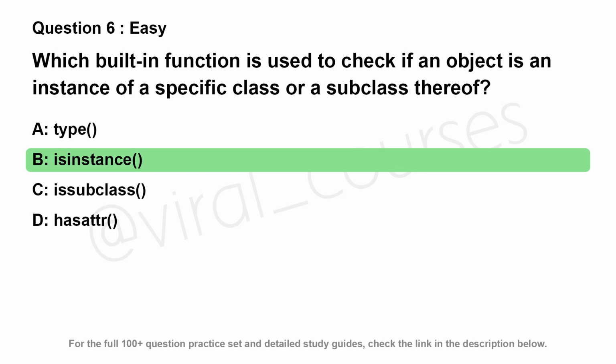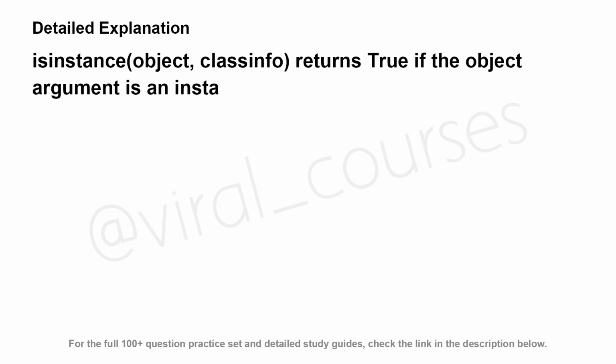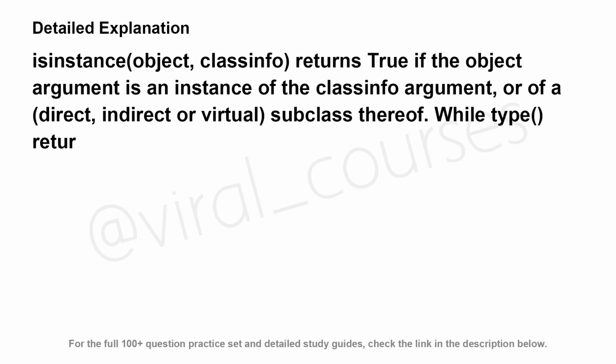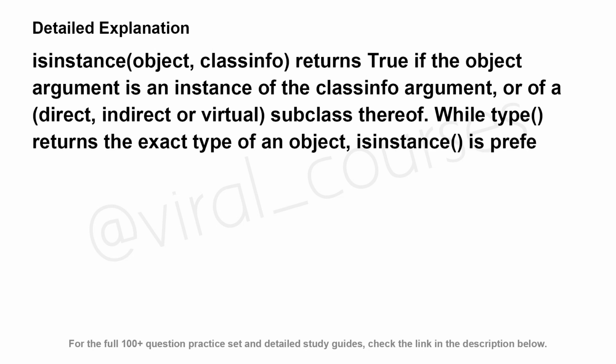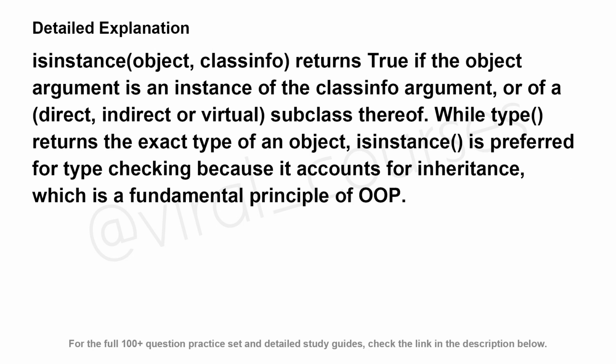The correct answer is B. isinstance(object, classinfo) returns True if the object argument is an instance of the classinfo argument, or of a direct, indirect or virtual subclass thereof, while type returns the exact type of an object. isinstance is preferred for type checking because it accounts for inheritance, which is a fundamental principle of OOP.